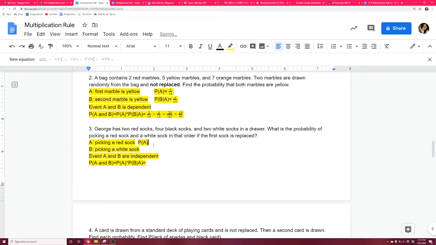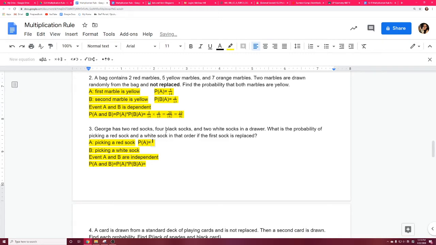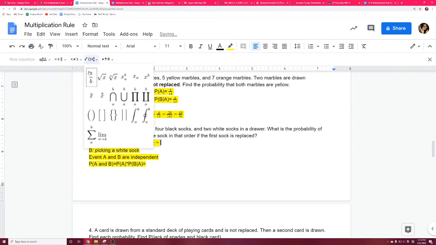Okay. On the top will be the number of red socks, which is 2 red socks. On the bottom will be the total sock number. So 2 plus 4 is 6, plus another 2 is 8. 2 over 8, 2 out of 8, which is 1 out of 4.